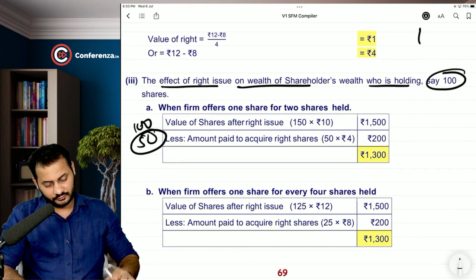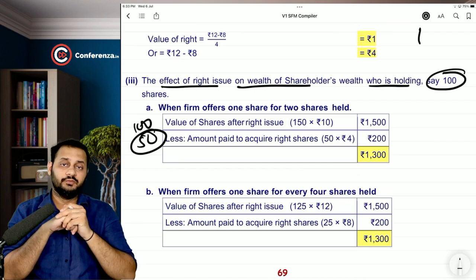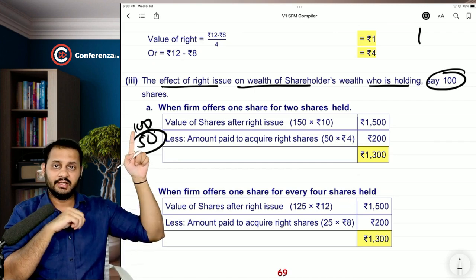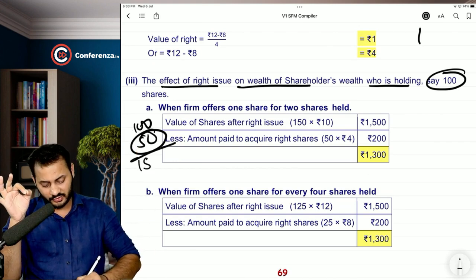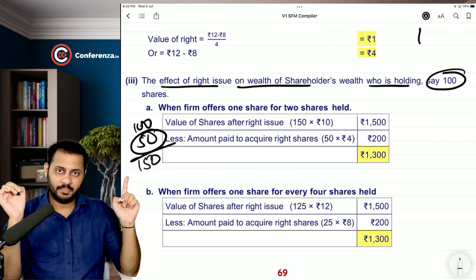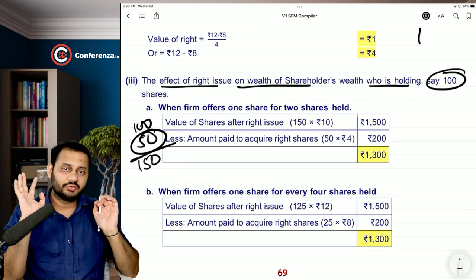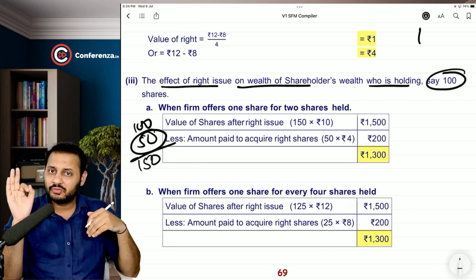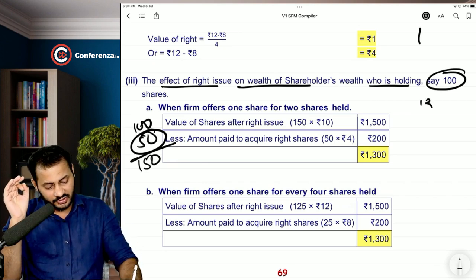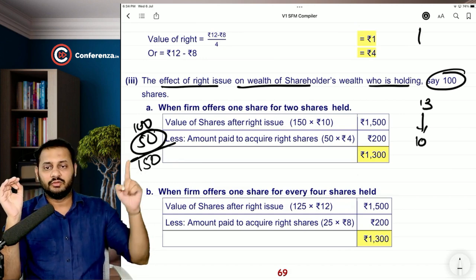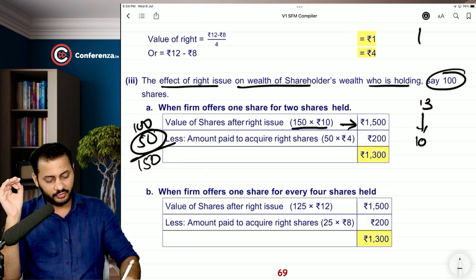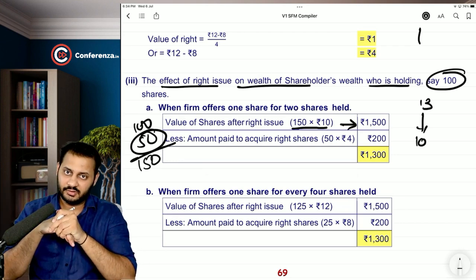Okay, right. So if he is holding 100 shares, in the rights issue he will be getting 50 more shares. So his total number of shares will go to 150. After the rights issue, what will happen? The share price will come down to 10 rupees. It was 13 rupees. It will come down to 10 rupees, right? So 150 into 10 will be his portfolio value, which will be 1500.